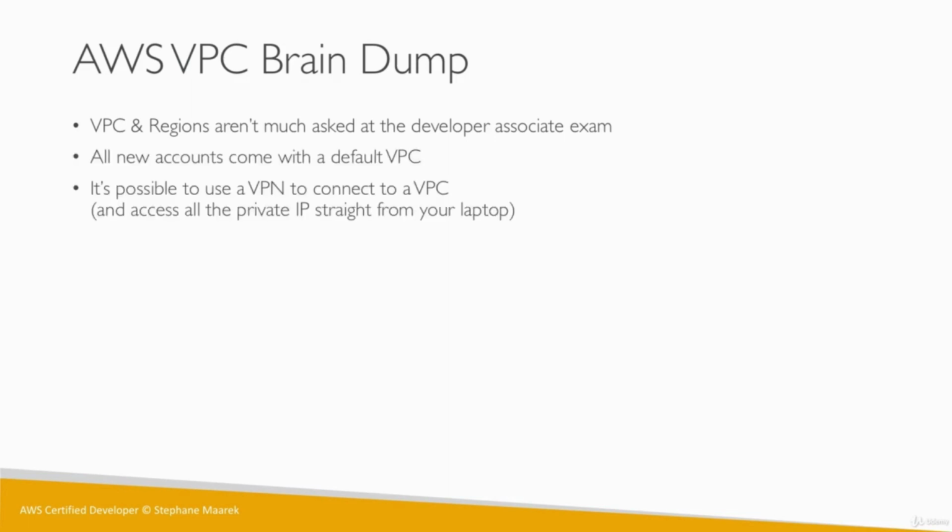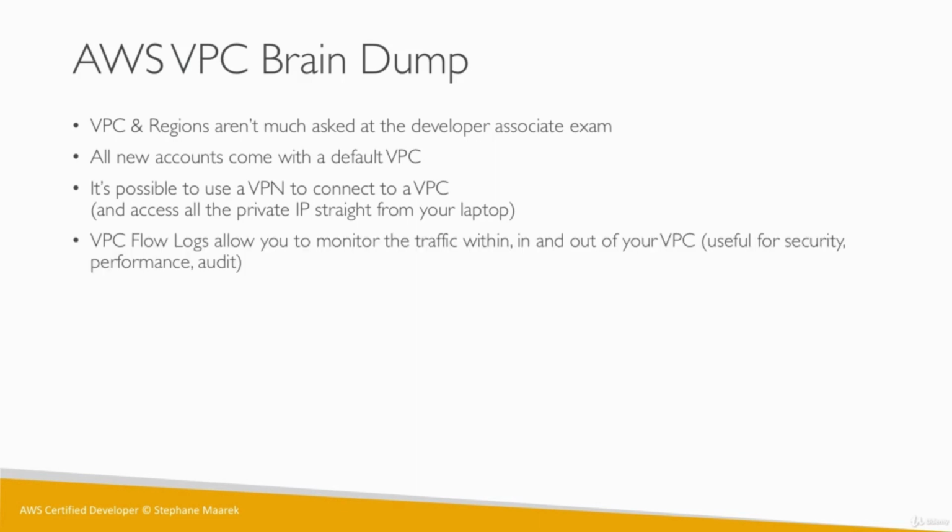All new accounts come with the default VPC, and it's possible to use a VPN connection to connect to your VPC, and basically that gives you access to all the private IPs straight from your laptop. There's something called VPC flow logs, which allow you to monitor the traffic in and out of your VPC, which can be quite useful for security, performance, and audit.